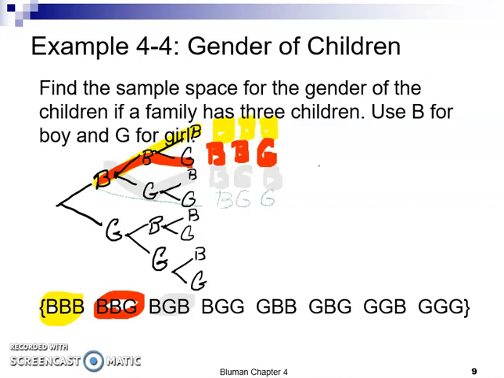And then our next outcome, reading along the branches there, would be girl, boy, boy. So I hope this kind of clears up where these outcomes are coming from in that list of 8 possible outcomes. But if I'm given a problem in which I'm looking at the gender of the children born in a family of 3 children, this is the way I need to consider it. I've got 8 possible outcomes in my sample space.